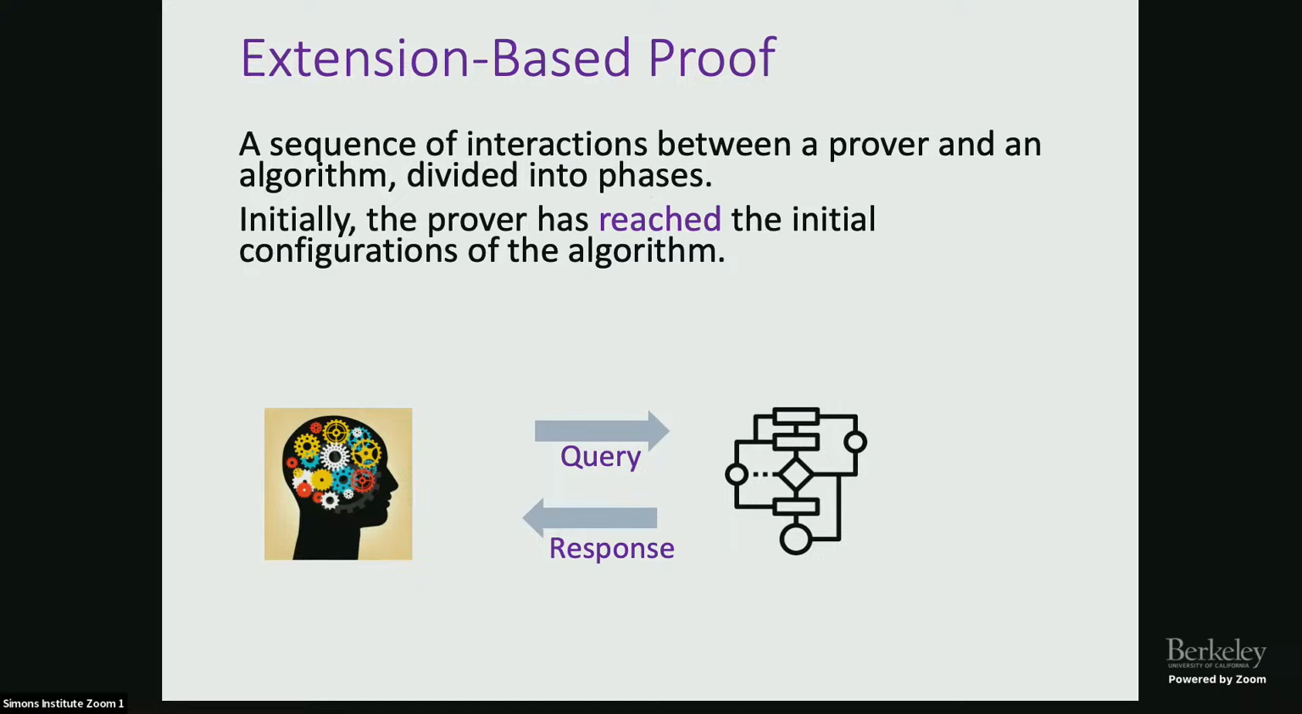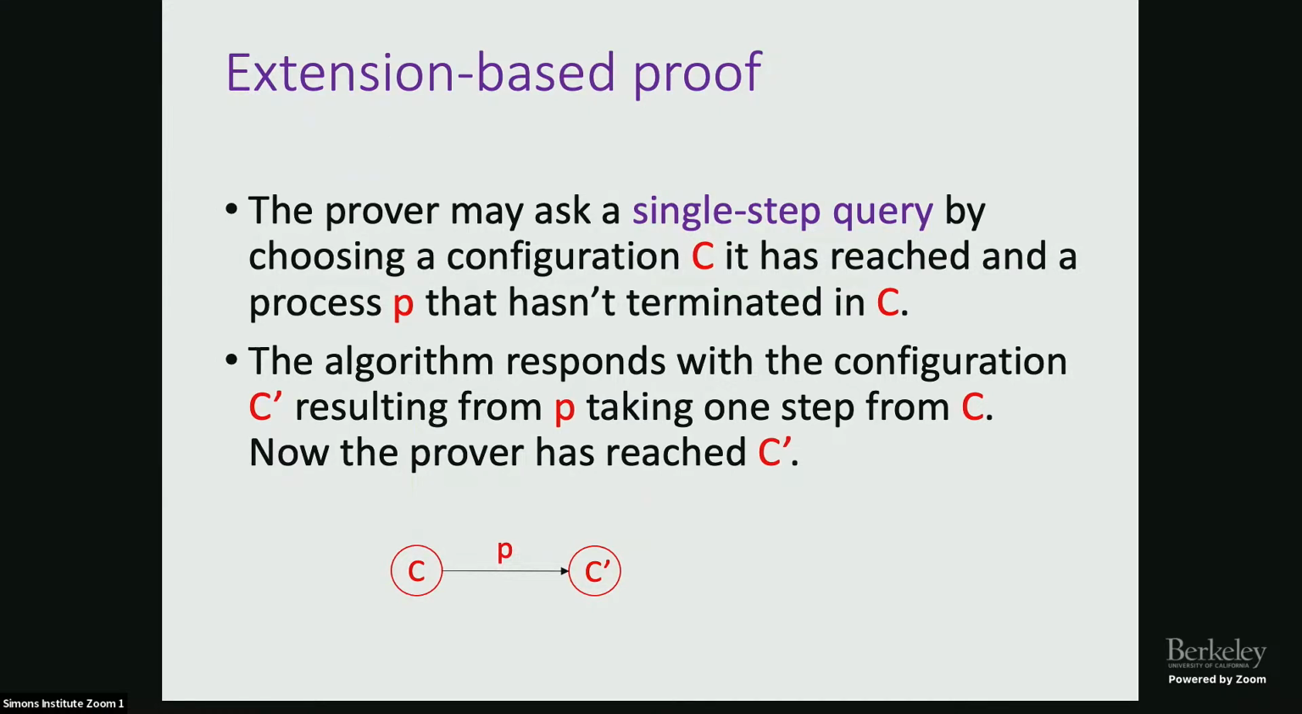Initially, the prover has only reached the initial configurations of the algorithm. The prover may ask a single-step query by choosing a configuration C it has reached and a process P that hasn't terminated in C, so that's still active. The algorithm responds with what happens when P takes one step starting from C. It describes the resulting configuration C prime. In particular, it gives a new value of the object that P accessed, P's new state, whether P halts, and if so, what value P outputs.